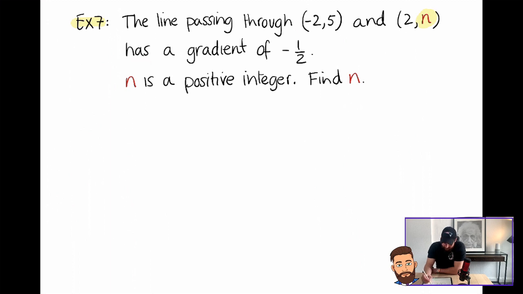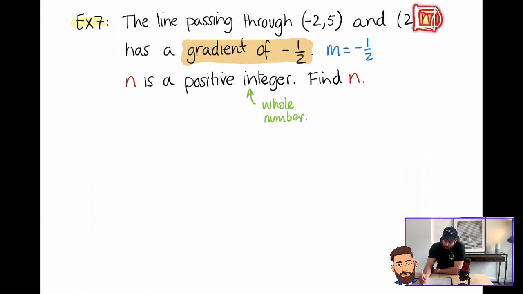It has a gradient of -0.5. So what's that? They're telling me what? What's gradient mean? M. They've told me straight away that m is -0.5. Okay, so that's what that says. n is a positive integer. What does that mean? Well, we've discussed that a second ago. That basically means that n is a whole positive number. Positive integer just means a whole number. And surprise, surprise, they want to find n. Like I said, we saw that there was an n in the coordinate and they want us to find it.